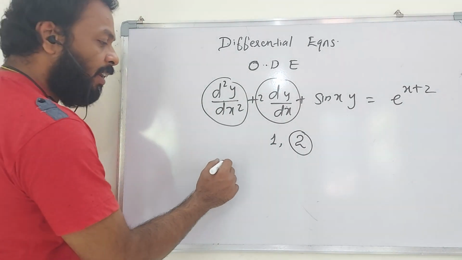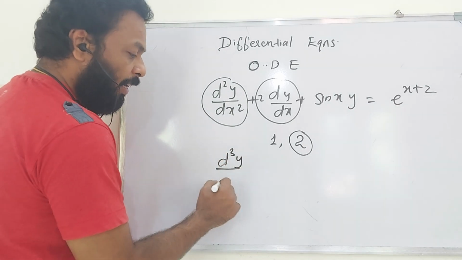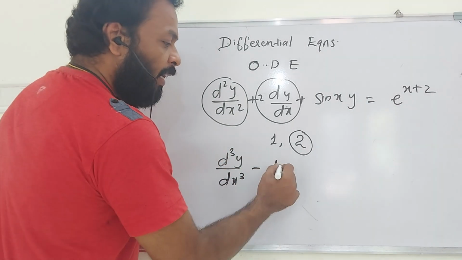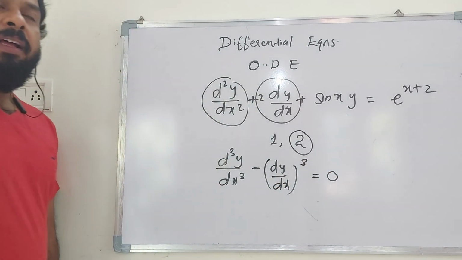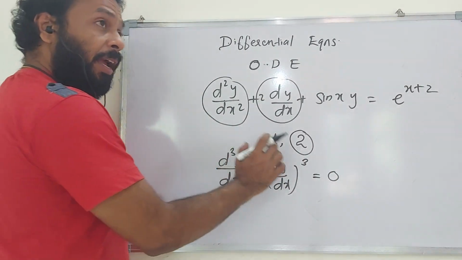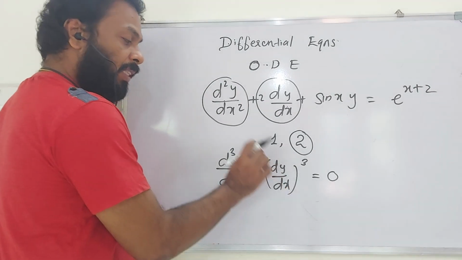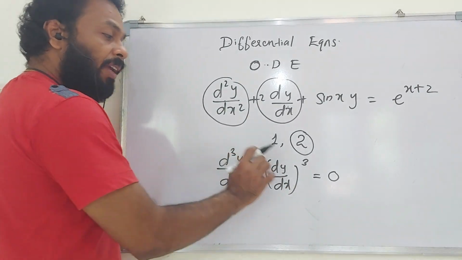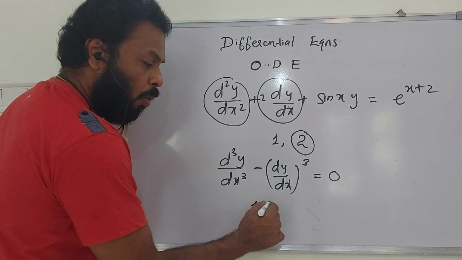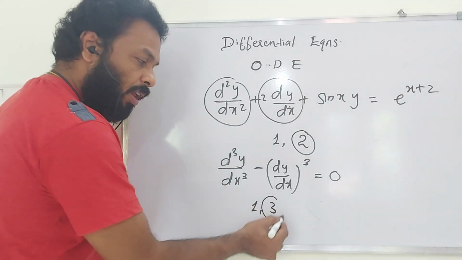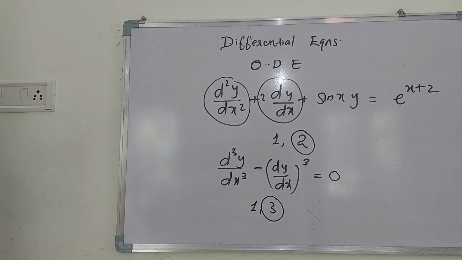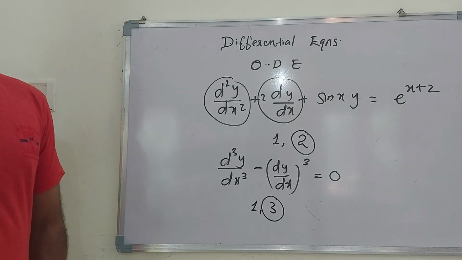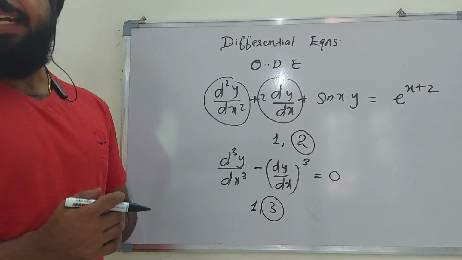If we consider d cube y by dx cube minus dy by dx the whole cube equal to 0, then there are terms with first order derivatives and third order derivatives. The orders are 1 and 3, so the highest order is 3. So the differential equation is considered a differential equation of third order. Now after defining the order, we can specify its degree.